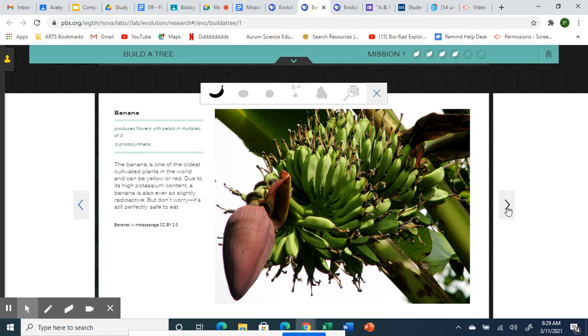So here is the banana with the huge flower in front. We have a problem with our banana crop right now because we don't have diversity in the banana species. We only have one kind. That's banana for real? Yeah, that is bananas.